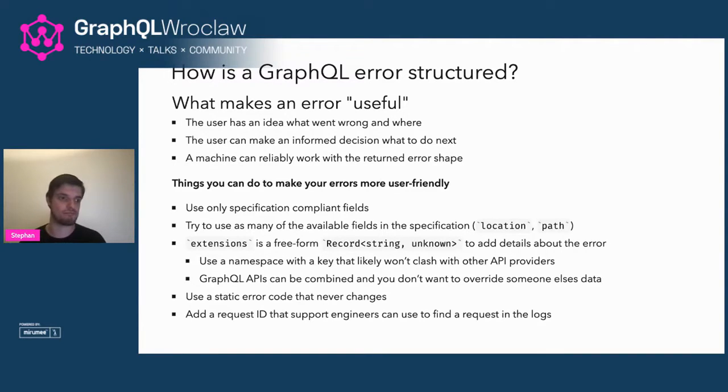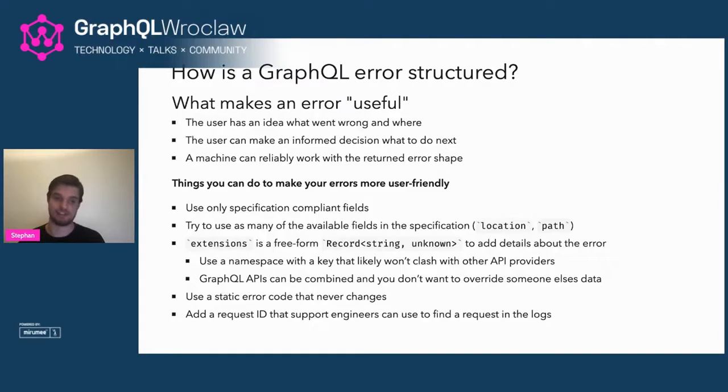Another thing that we found pretty much lacking from the specification is a static error code. The message, in our point of view, is more of a human-readable form, and you might want to change the wording if necessary. You might want to put more information in there. So we said we want to have a static error code that never changes, because we're pretty serious about backwards compatibility. Once you have that static error code, you can always look at that specific field and react to it as you wish.